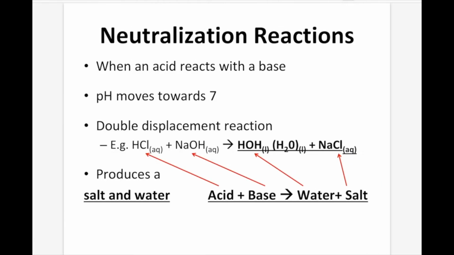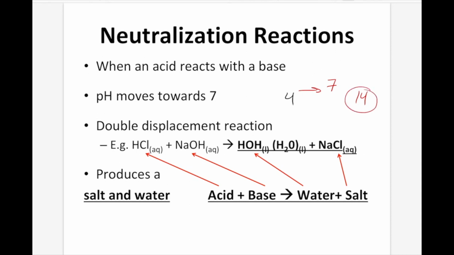Neutralization reactions. When an acid reacts with a base, we get a neutralization reaction. What is actually happening is that our pH is moving towards 7. So if you have an acid with a pH of 4, and you add a base with a pH of 14, it's going to bring this 4 closer to 7. Now, how close does it get to 7? Well, it depends on how much of this 14 you add.